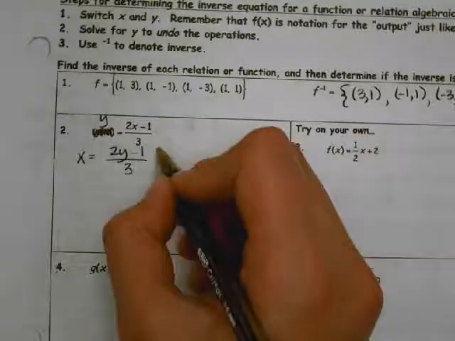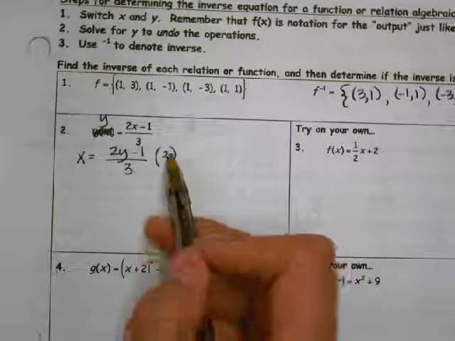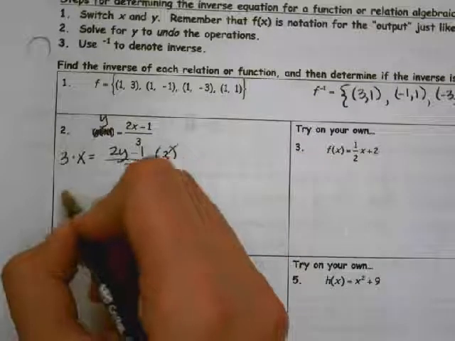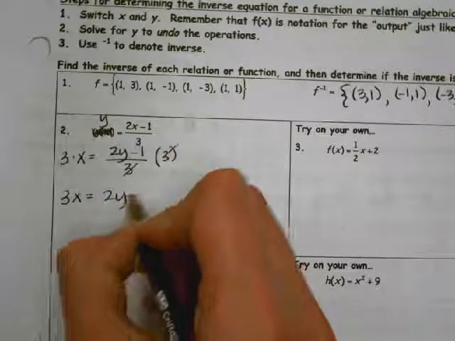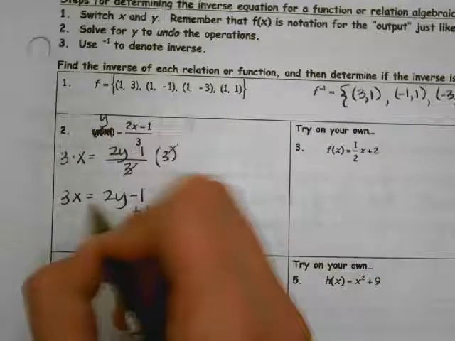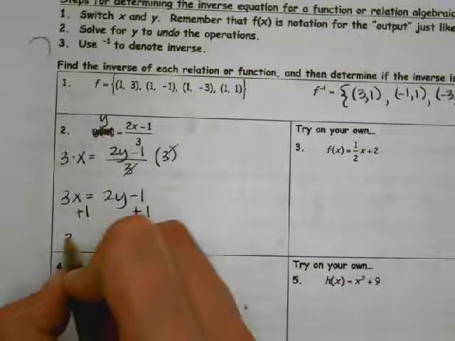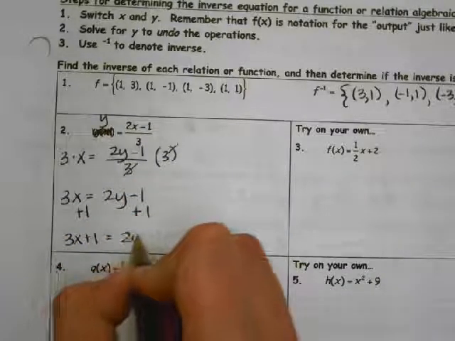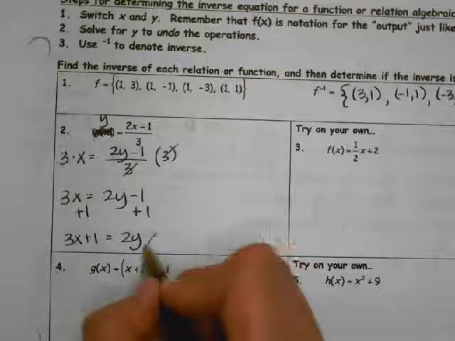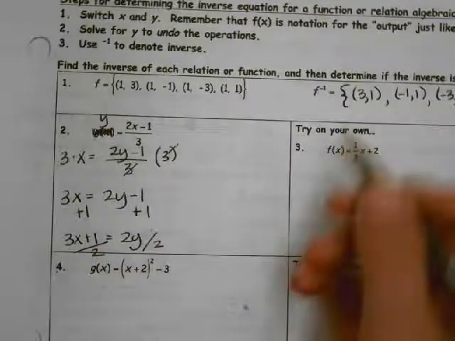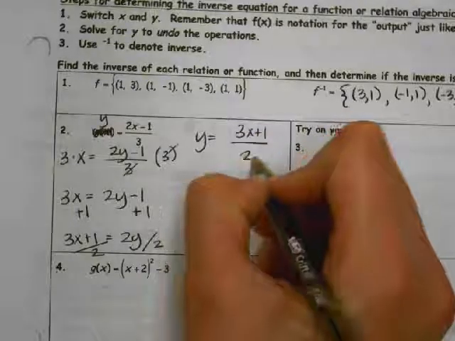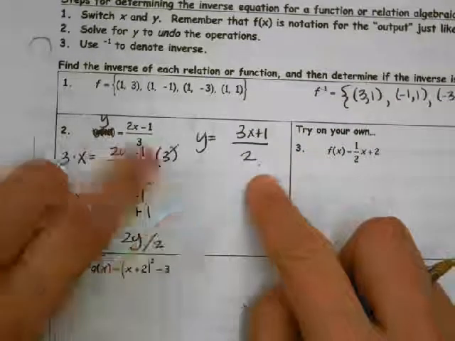So here, my first inverse operation is to multiply by 3 to cancel out that divide by 3. I have 3x equals 2y minus 1. The next inverse operation is to add 1 to each side. So I have 3x plus 1 equals 2y. And then at the very end, I can divide each side by 2, and that leaves me with y equals (3x plus 1) all divided by 2.